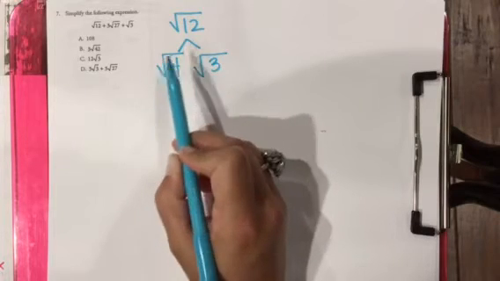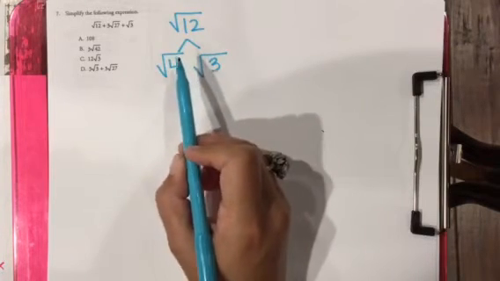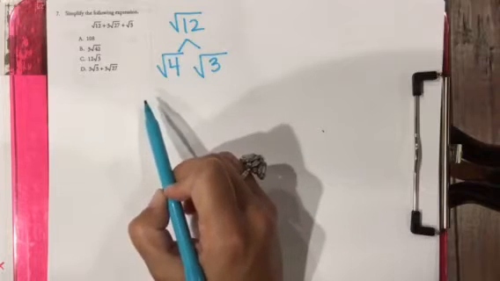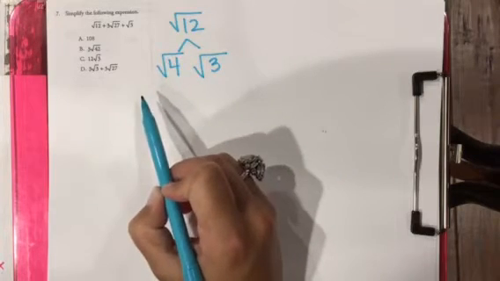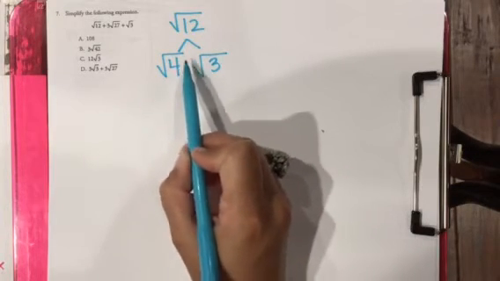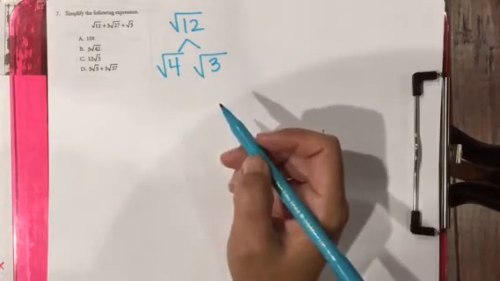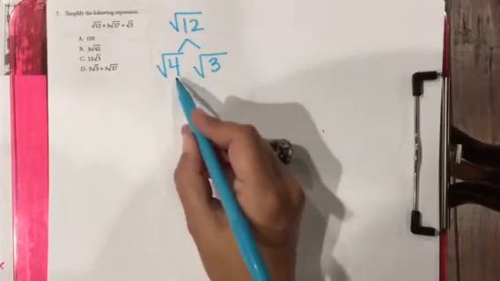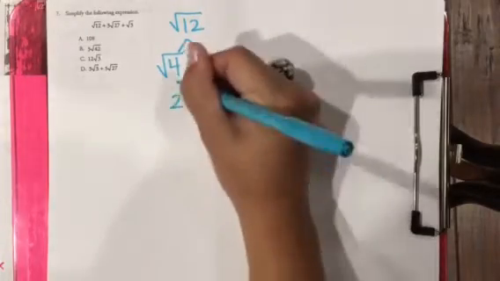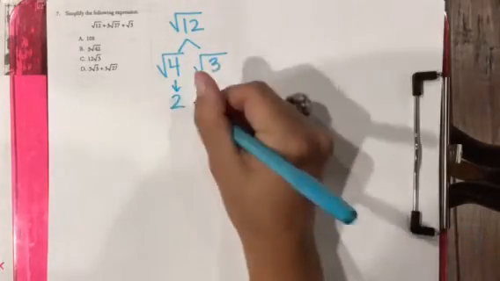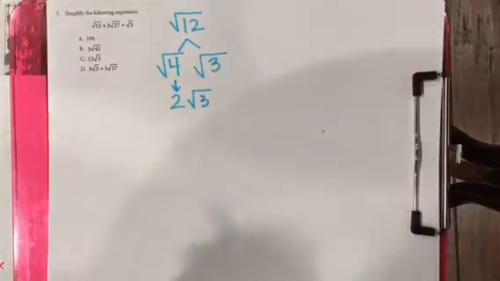Numbers like 4, 9, 25. 4 is 2 times 2. 9 is 3 times 3. 25 is 5 times 5. So you get the idea. Anything that we can take a perfect square root of and not get a decimal answer. So the square root of 4, like we said, is 2. So that simplifies to 2. The square root of 3 cannot be further simplified, so this simplifies to 2 root 3.